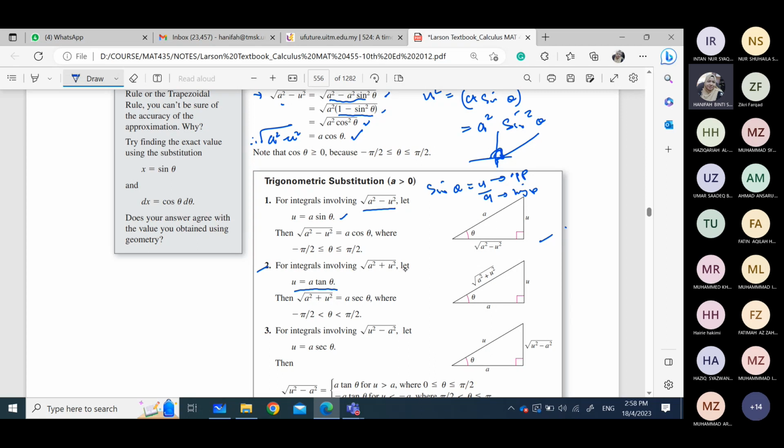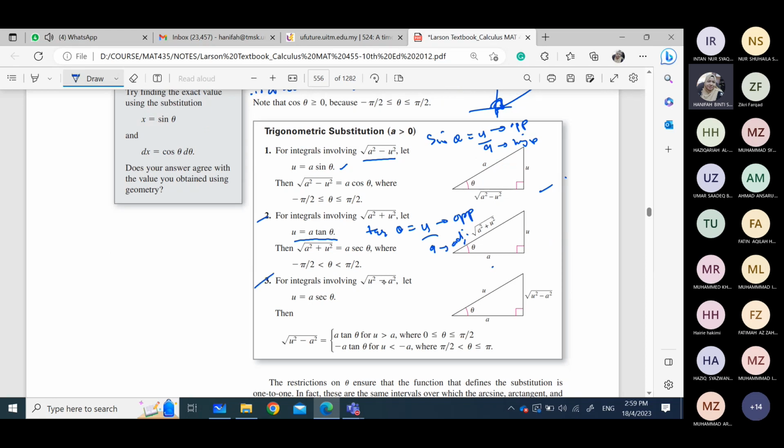So you can draw the right angle triangle based on this substitution, which is tangent theta equivalent with U over A. Okay, so we understood that U here is opposite and A here is adjacent. Okay. So opposite is length and adjacent is length. So therefore our hypotenuse is square root A squared plus U squared. Okay. Macam tu.